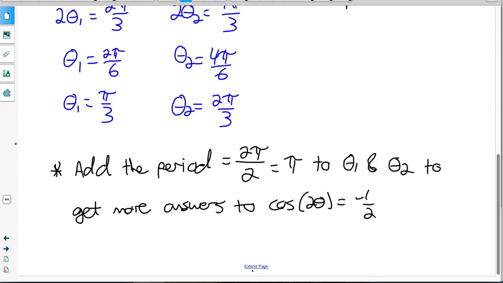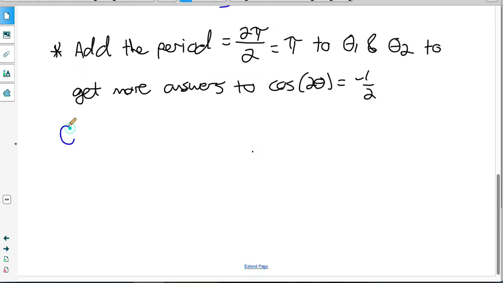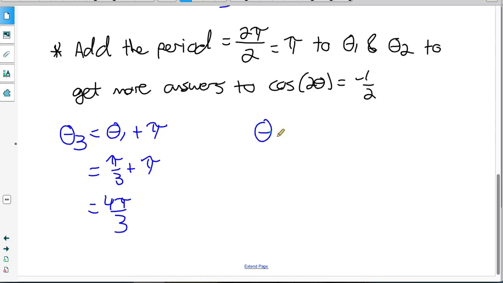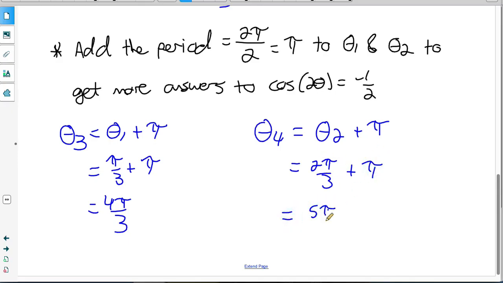So let's do that. I'll call them theta 3 and theta 4. So theta 3 equals, I take my first answer and add the period. And my first answer was pi over 3. So I do pi over 3 plus pi, that's 4 pi over 3. And to get my fourth answer, I'll add the period to my second answer. So theta 2 plus pi. And my second answer was 2 pi over 3, so I'll do 2 pi over 3 plus pi. 2 pi over 3 plus 3 pi over 3, 5 pi over 3. So I've come up with 4 answers.